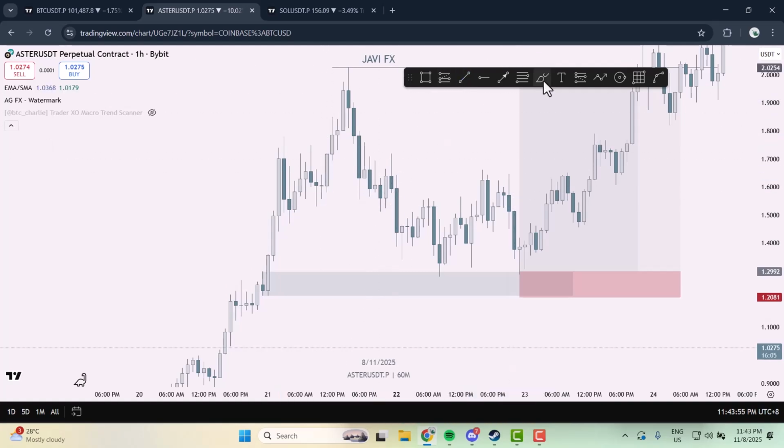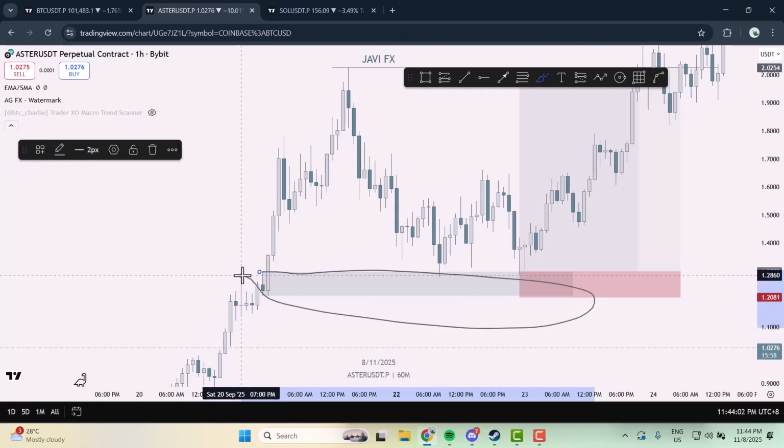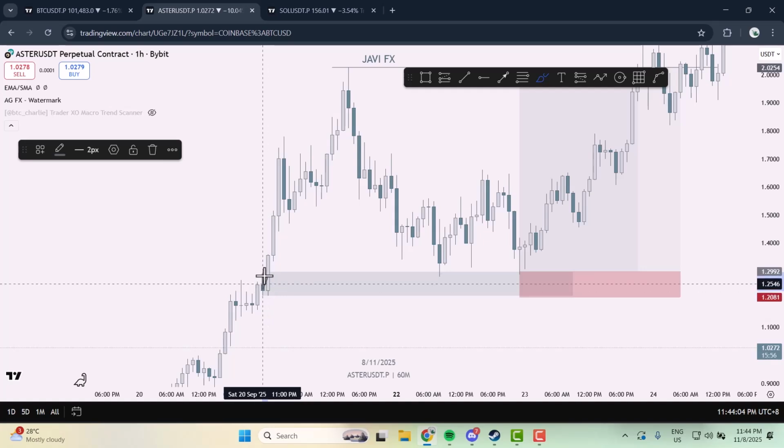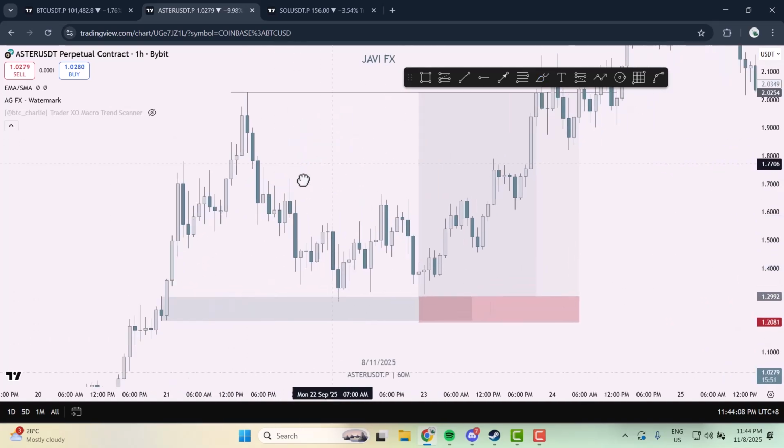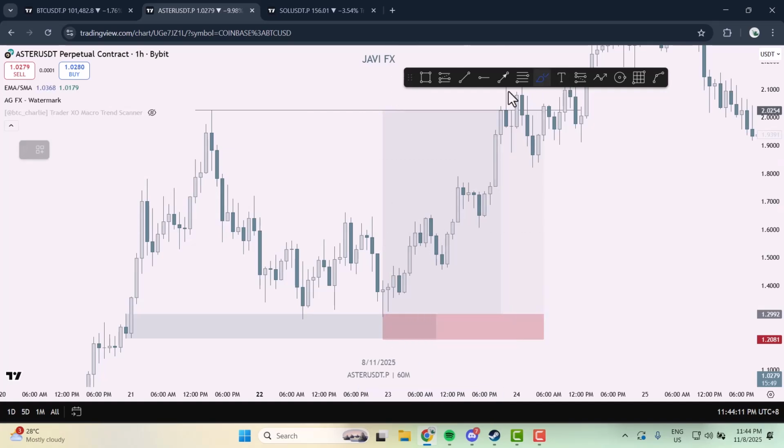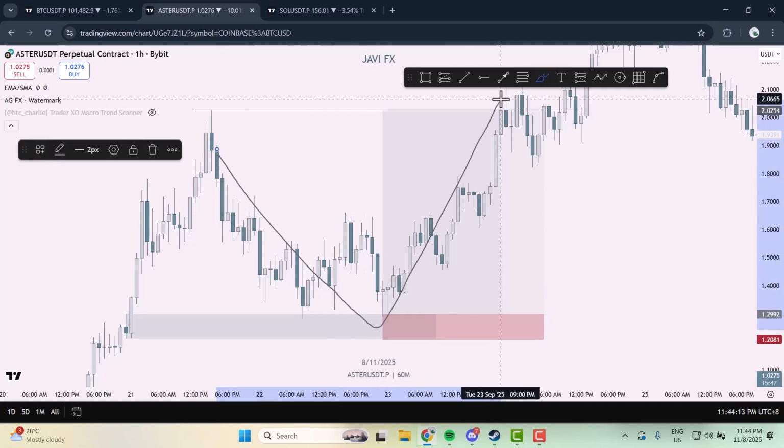Now it's time to look for areas where demand zones can form. And we have one right over here. The last candle before this impulsive move, right? So higher low and a target at a higher high. Okay.